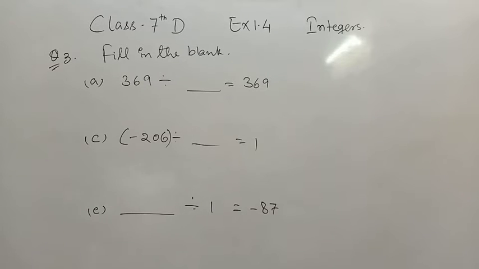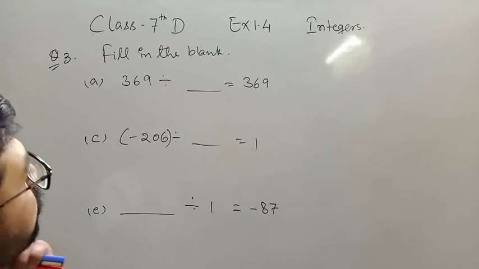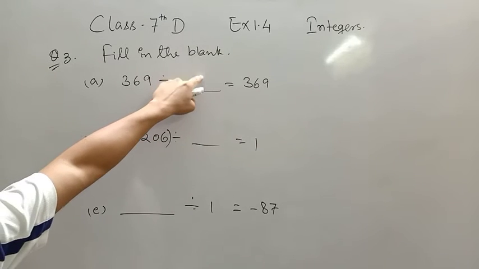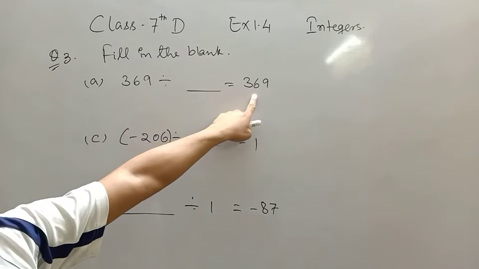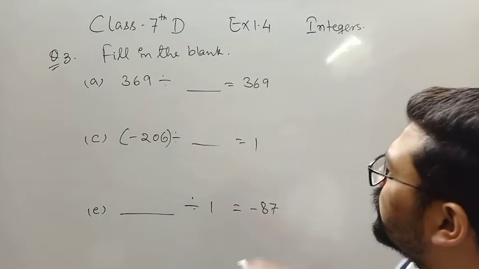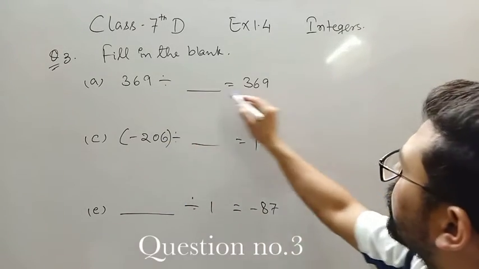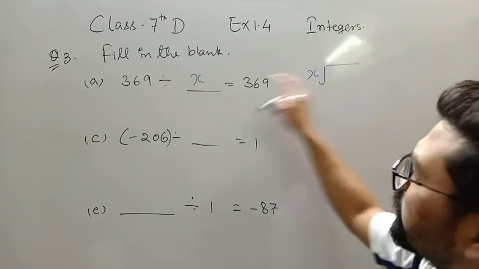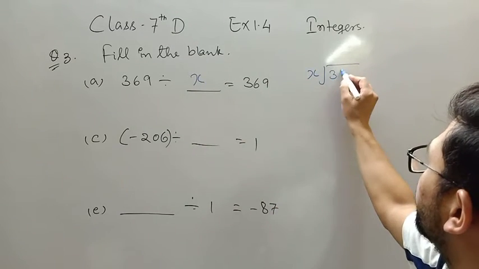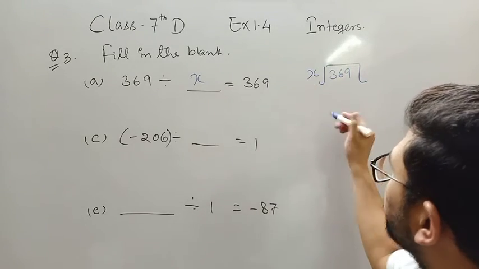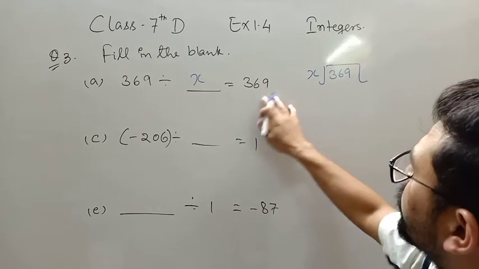So now in the next question, question number 3, you just need to fill these blanks. 369. What should be the divisor here to get the result 369? Let's see. So let's say this is x. So x is the divisor and 369 is the dividend, right? And this is the quotient, that means 369.